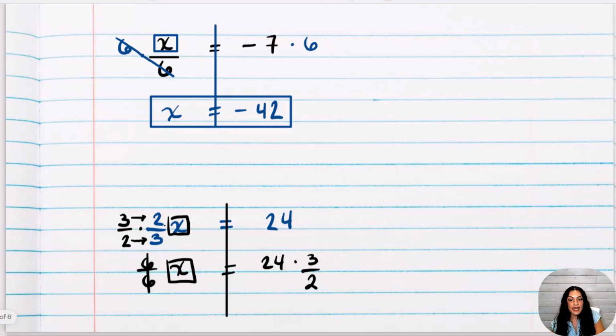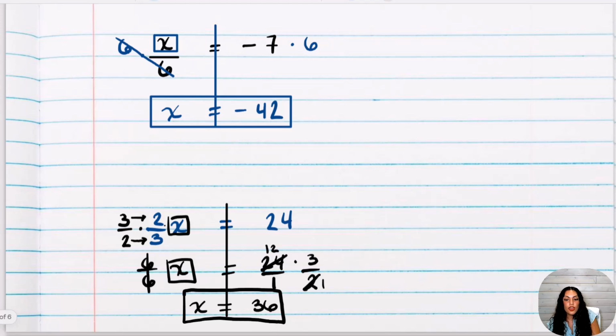On the right side, we have an invisible 1 under this 24. 24 divided by 2, we can cross cancel because this is in the numerator, this is in the denominator. You can cross simplify. 24 divided by 2 leaves you with 12. 2 divided by 2 leaves you with 1. When we multiply across, 12 times 3 gives us 36. And 1 times 1 gives us 1 in the denominator. But we don't have to write that 1 in the denominator. It's invisible. So we get x equals 36.